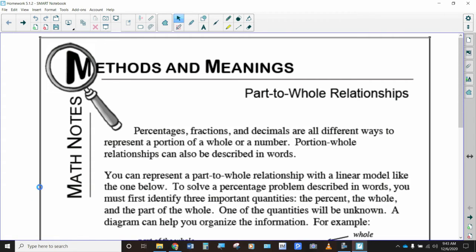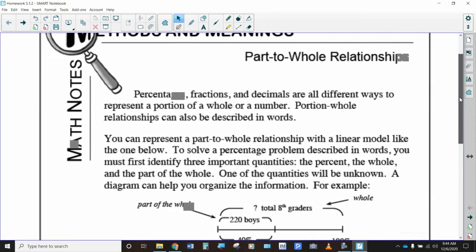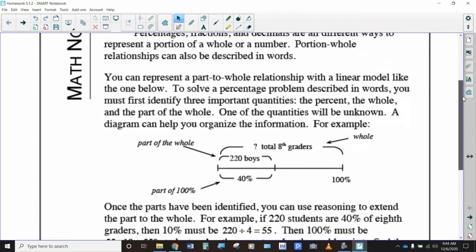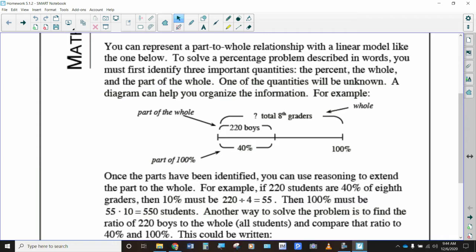Alrighty, let's take a look at our homework for lesson 5.1.2, starting with the M&Ms for part-to-whole relationships. And I'm going to read through this a little bit rather than paraphrase it. The percentages, fractions, and decimals are all different ways to represent a portion of a whole or a number. Portion-whole relationships can also be described in words. You can represent a part-to-whole relationship with a linear model like this one below, the number line that we've talked about in the last couple of lessons.